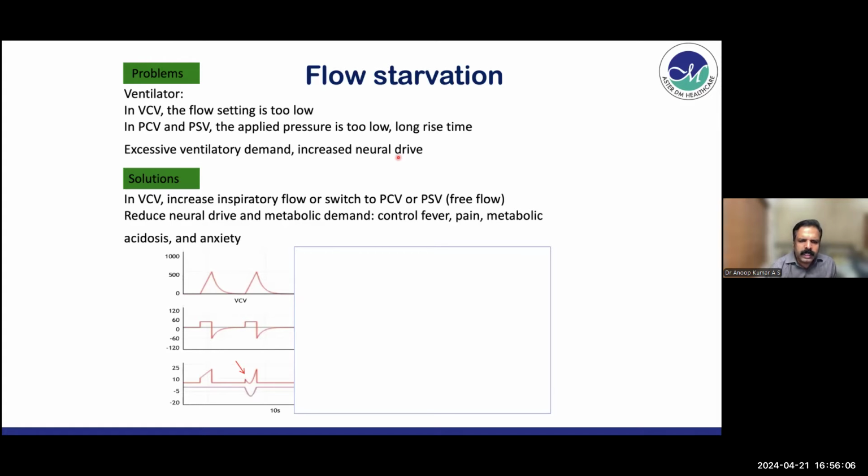In flow starvation, the problems will be, in the volume control mode, the flow setting may be too low, or in a pressure control or pressure support ventilation, the applied pressure is too low, or there is a long rise time, or excessive ventilator demand, or increased neural drive. So that is also an important thing. There will be excessive ventilatory demand because of metabolic issues, or an increased neural drive because of CNS issues that can also produce flow starvation. And these tachypnea, please don't try to control with increasing the trigger. You will have to sedate, or use a proper dose of opioids, etc.